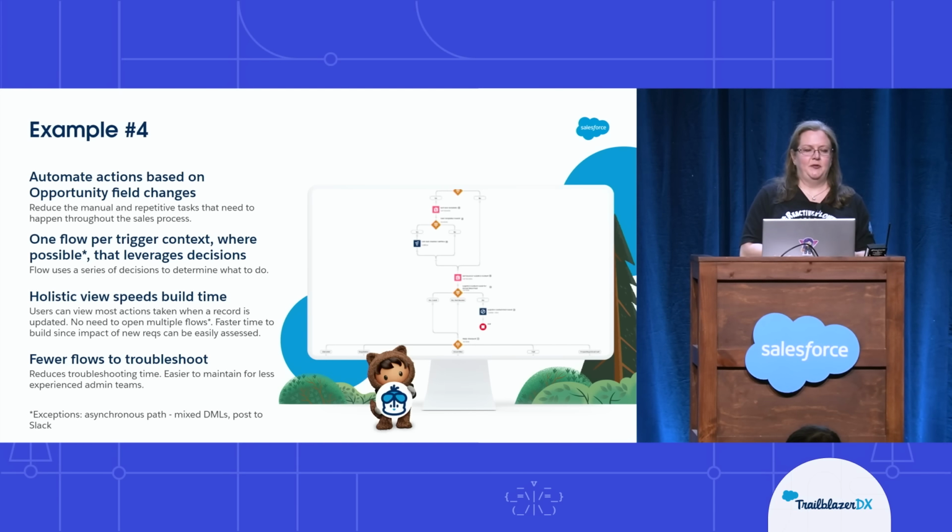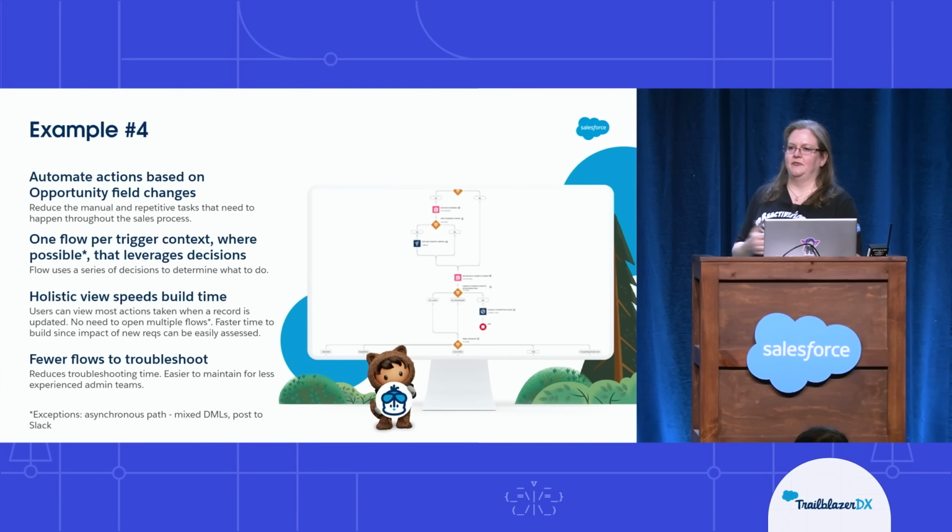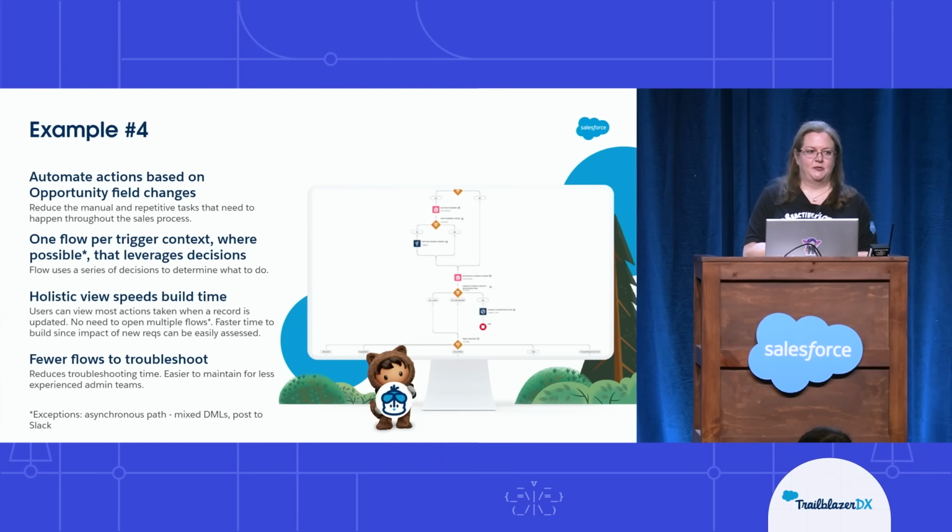This is a holistic view that's going to speed up build time because I can see everything that's happening on an update to an opportunity on one page. I don't have to keep bouncing from flow to subflow to subflow to go, did I catch all the changes? Do I know what's being impacted? Do I understand the implications of what I'm about to do here and where it should fit in? Also, this means I should have fewer flows to troubleshoot, which for a newer admin team might be advantageous.